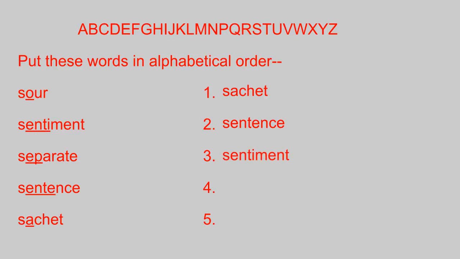Now we have the SEP, separate, would be the fourth. And our last one is the SO, sour. So now our words are in alphabetical order. We have sachet, sentence, sentiment, separate, sour.